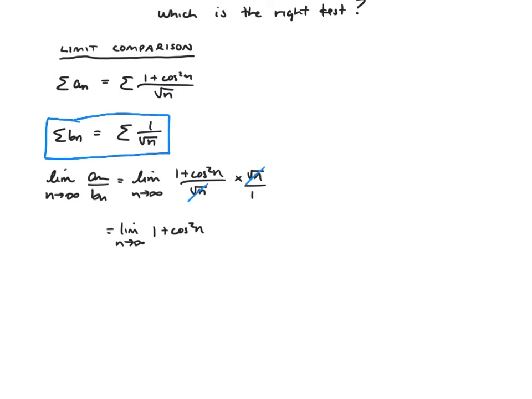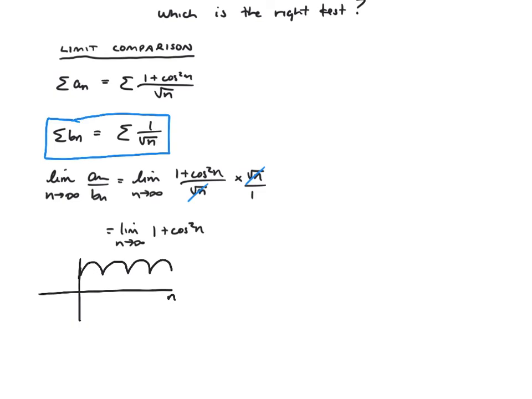So I look down at my limit and I'm hoping this equals some number. And I think, well, what does 1 plus cos squared n do? Well, that's this function. It's moving along like this in n. Cos squared n just oscillates again between 0 and 1, and then you're adding 1 to it all. But there is no number that this is approaching as n goes to infinity.